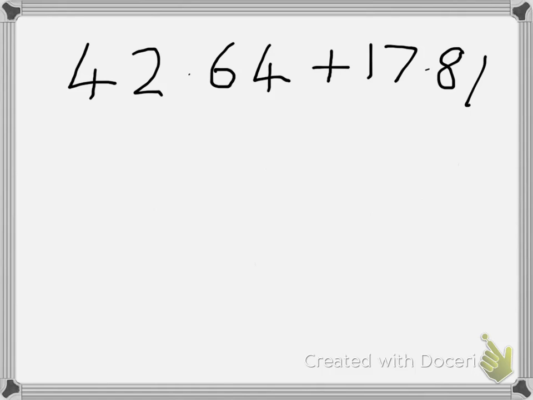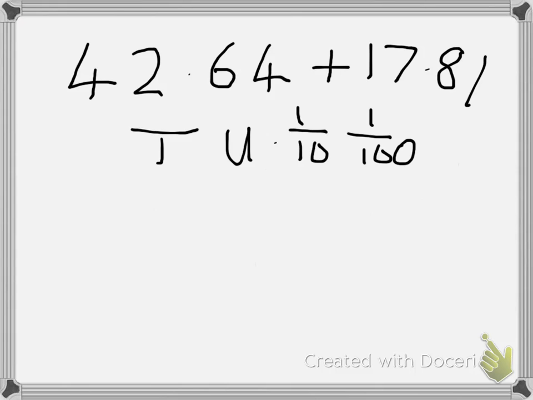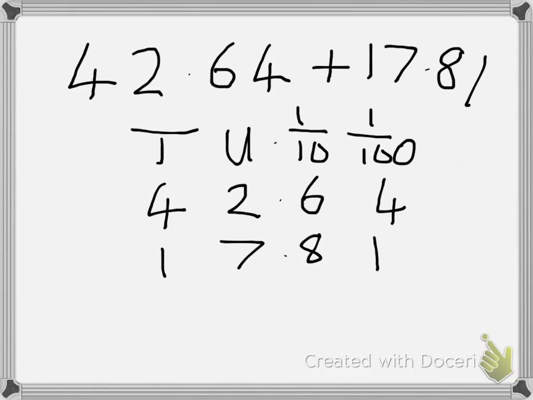So the first thing we've been doing is to label our columns so we know how much we're dealing with. So we've got tens, units, decimal point, then we've got tenths, and then we've got hundredths. And I'm now going to fill in my numbers in the right column. So 42.64 add 17.81. And it's really important we stick to those columns, and it's easier if we've got squared paper.